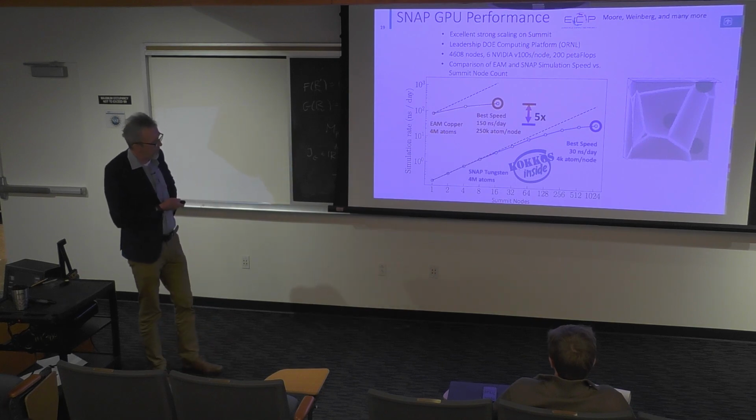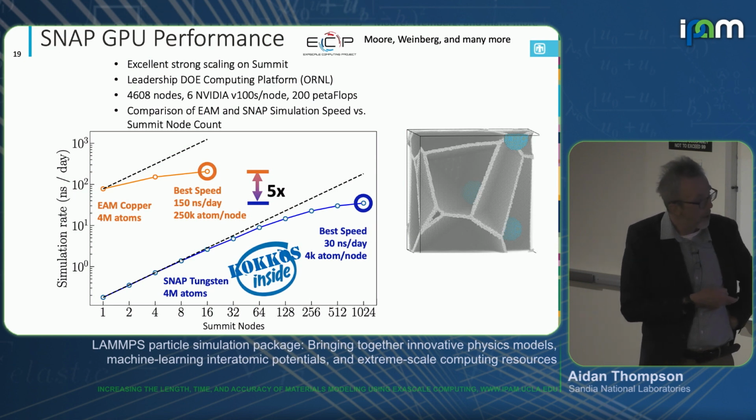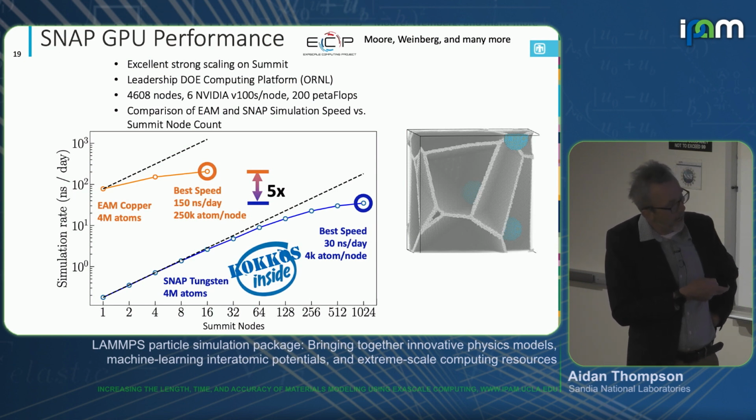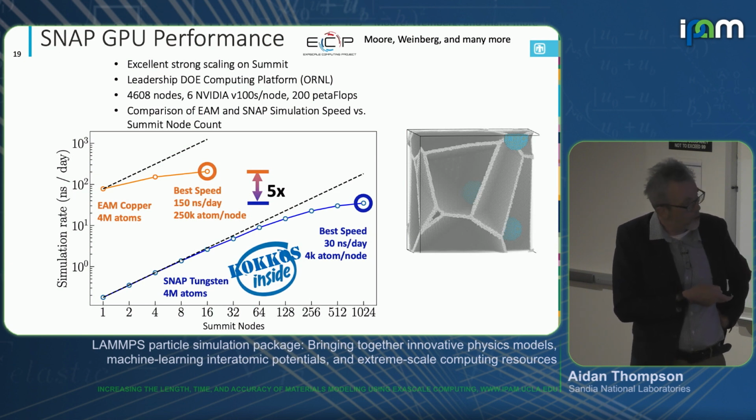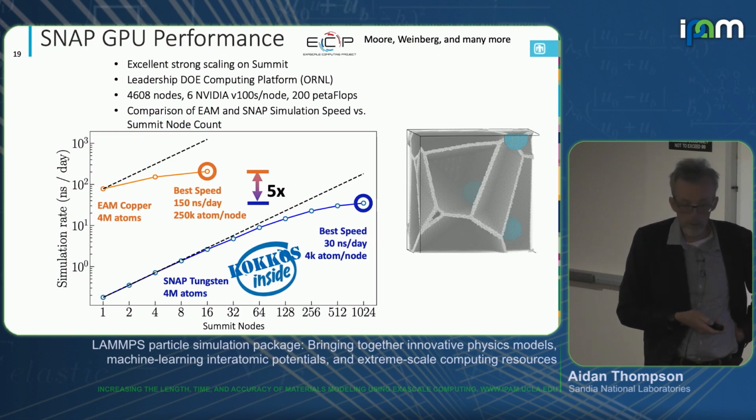So this is just showing the same thing, which is on a single node, EAM copper versus SNAP tungsten, it's slightly less than 1,000 times. But you scale up EAM, this is with 4 million atoms, you really don't get much speedup at all. Scale up SNAP, you get a lot of speedup, and so now at the maximum speed, you're down to about a 5x difference.